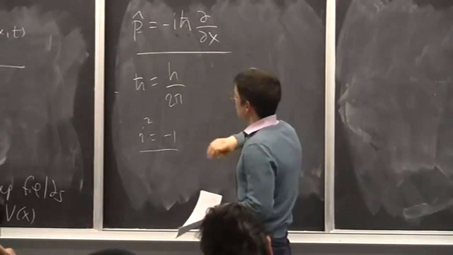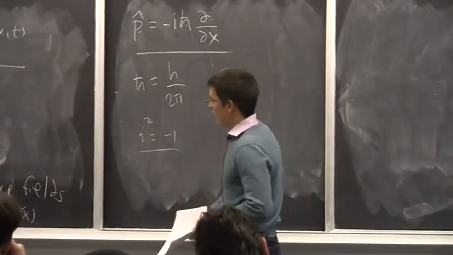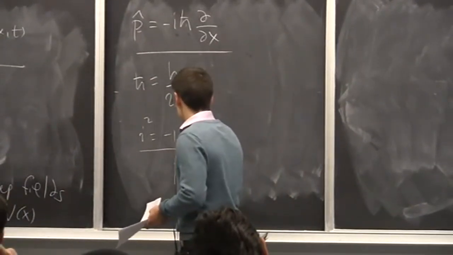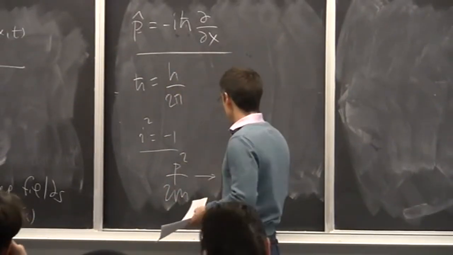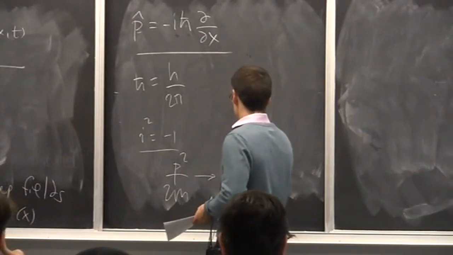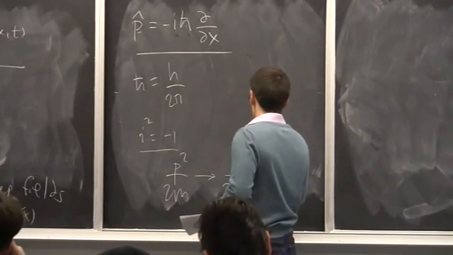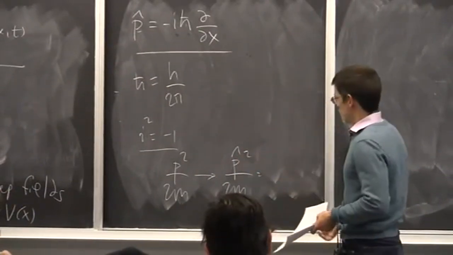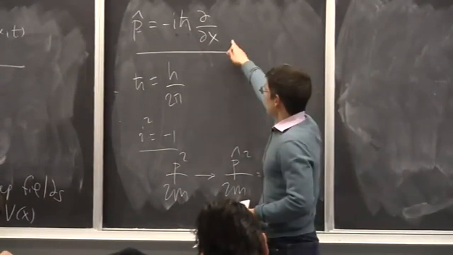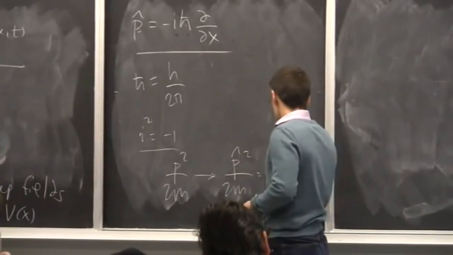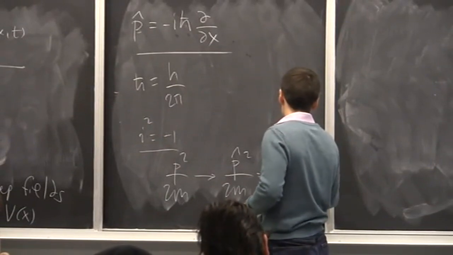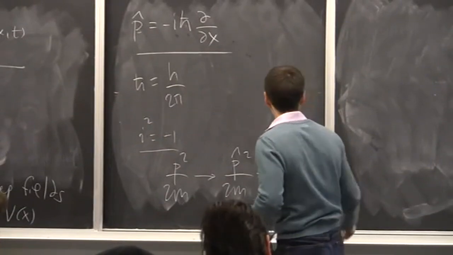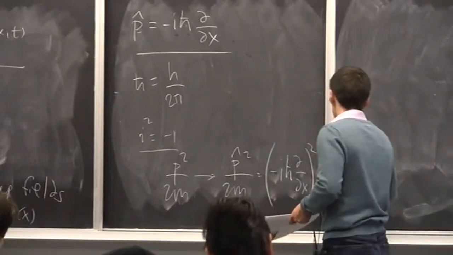And if we use this definition of the momentum, then we can just go from the classical expression p squared divided by 2m to the quantum expression where we use the operator, right? And the algebra is pretty simple. We need to square this. It's minus i h bar d over dx, squared, and divide by 2m, right?